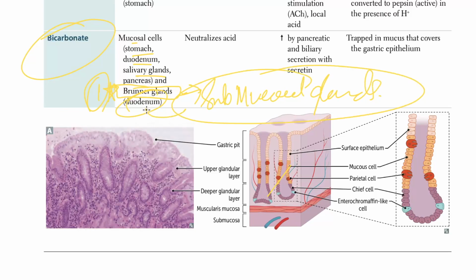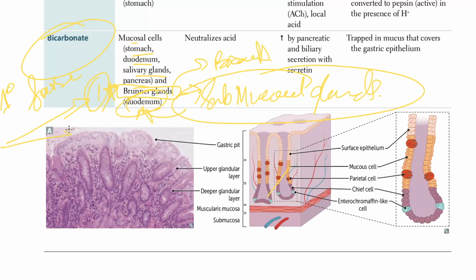Submucosal glands of the duodenum, the Brunner glands, secrete bicarb. They secrete the most bicarb. Who secretes the second highest amount of bicarb? Well, maybe you can say the primary source of bicarb, number one, is the Brunner gland.